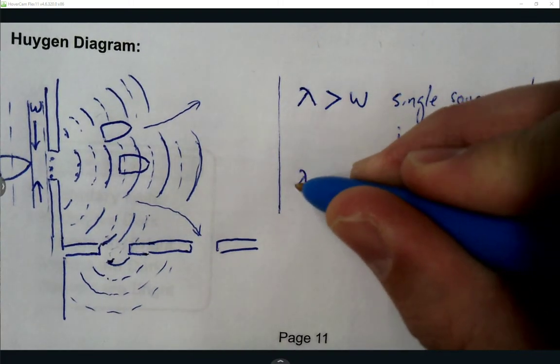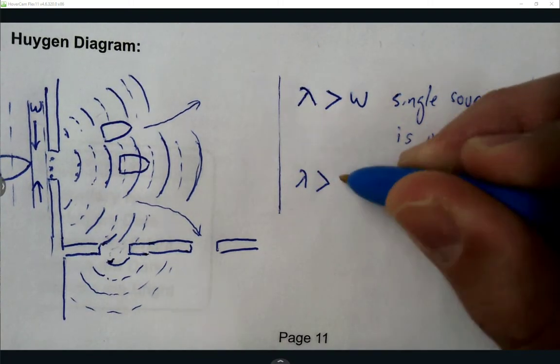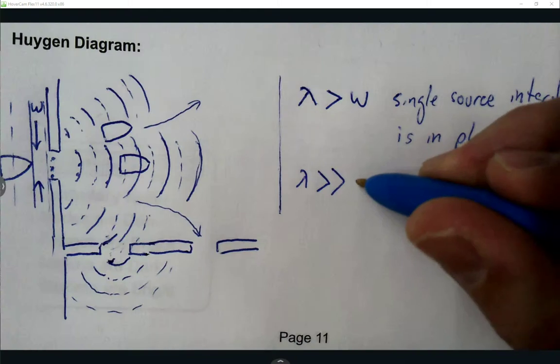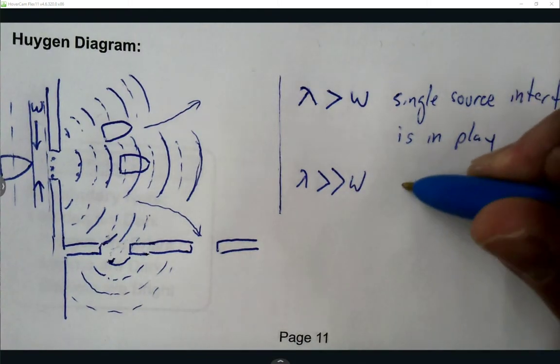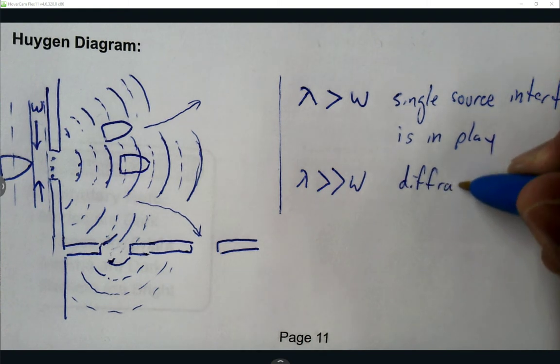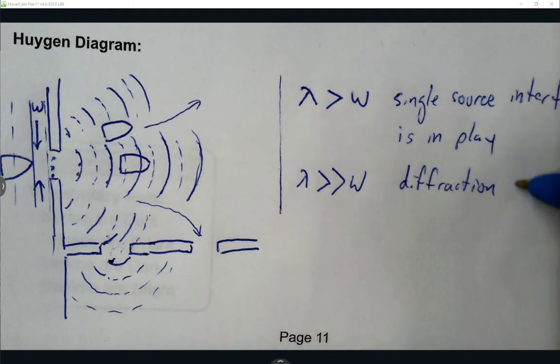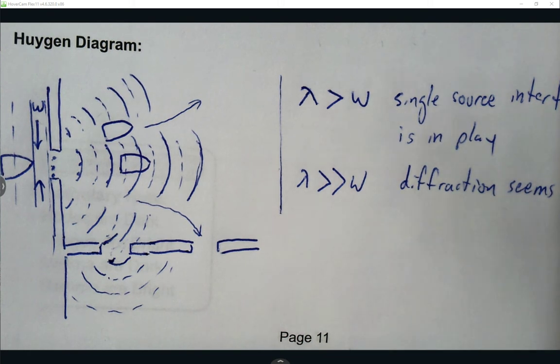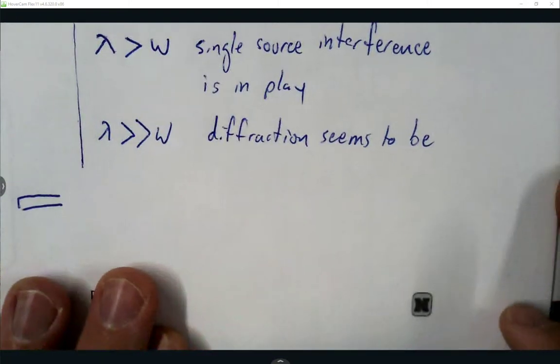And the other thing we're going to say is that when the wavelength is much, much larger than the slit, the diffraction seems to be semicircular. So that's kind of a limits thing. Oh, sorry, here I am. I got to zoom out more, but I'll slide over.